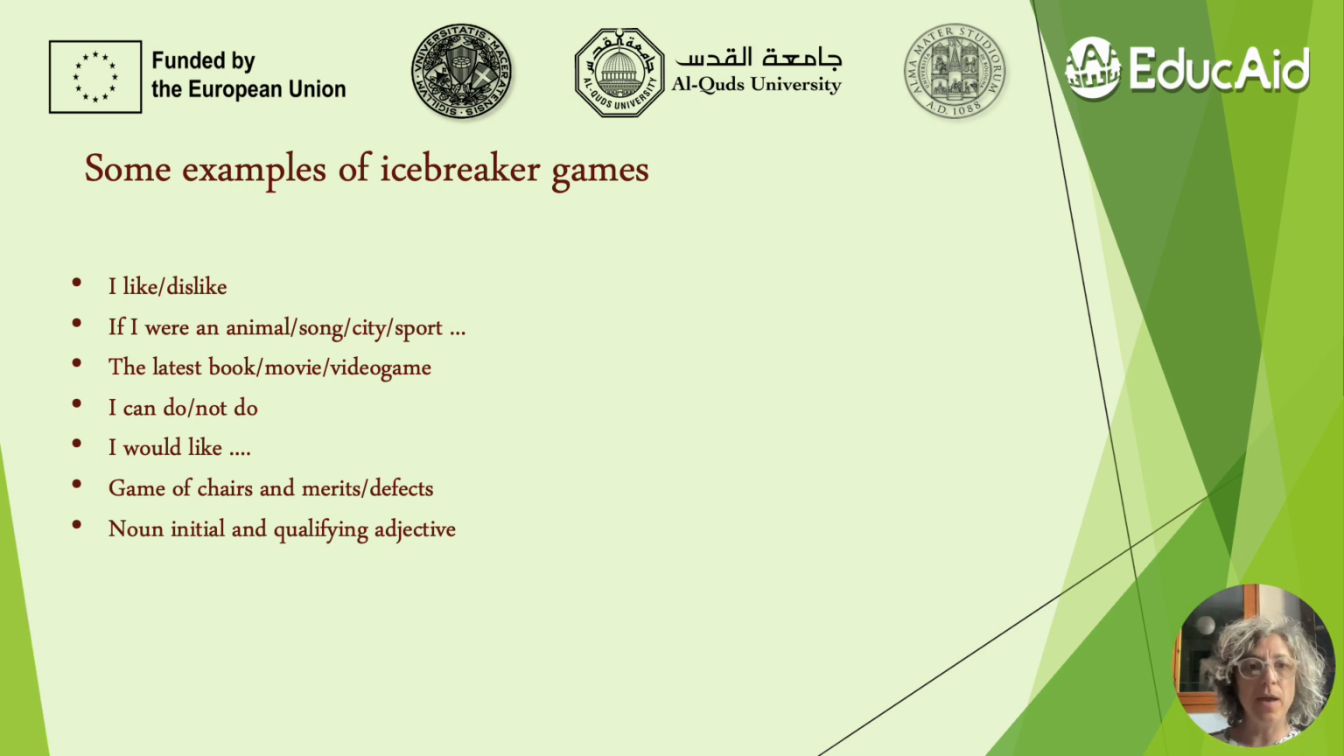Another game, if I was an animal, a song, a city, a sport. Or with bigger pupils, we can talk about the latest book they've read, the latest movie they have been watching, the video game they are used to play. Or we can make a circle to talk about what I can do or what I cannot do. We can make a circle to talk about dreams. I would like to go, to be, to become.